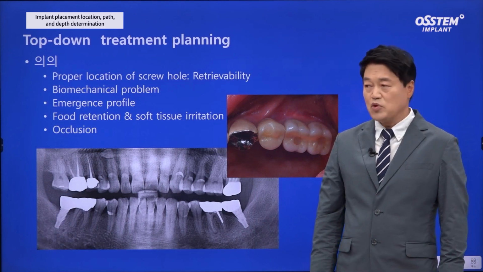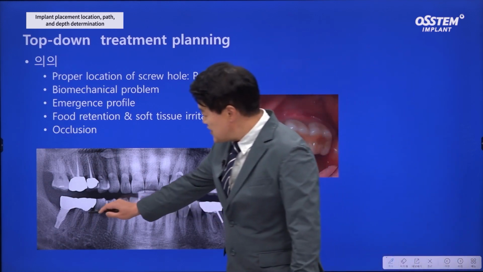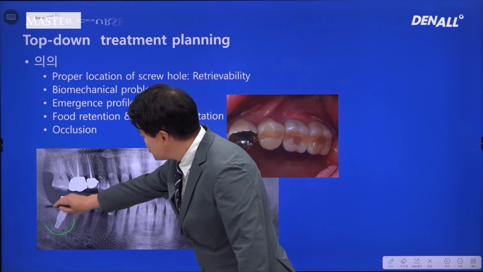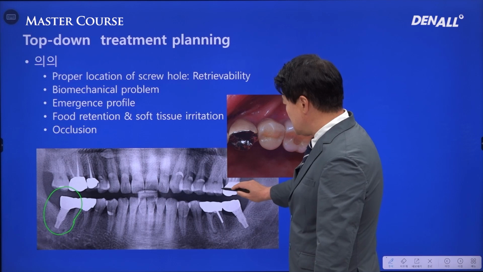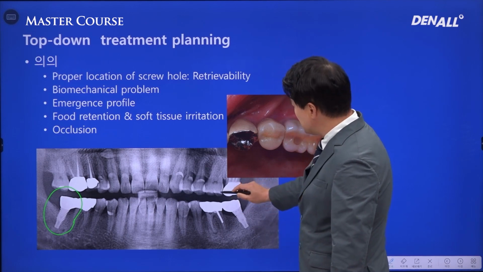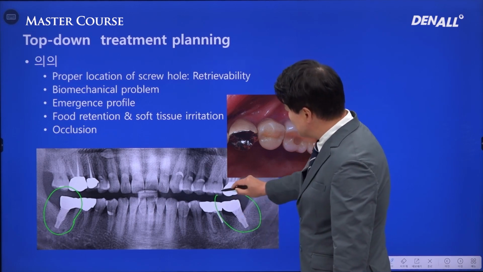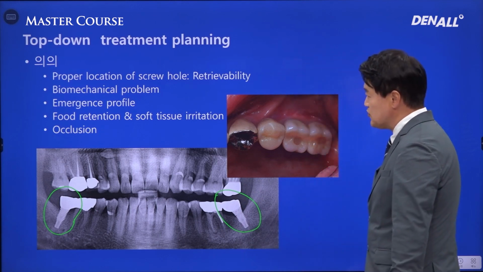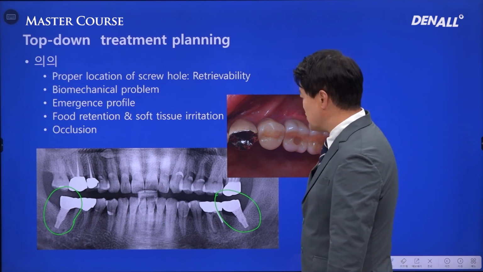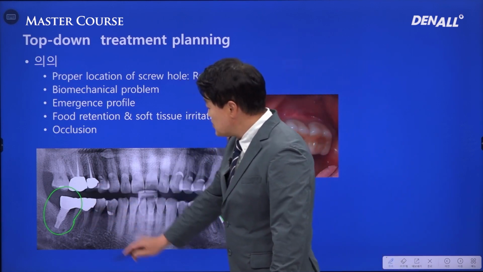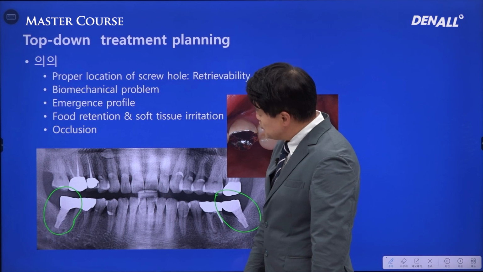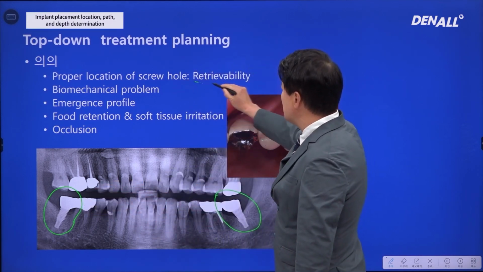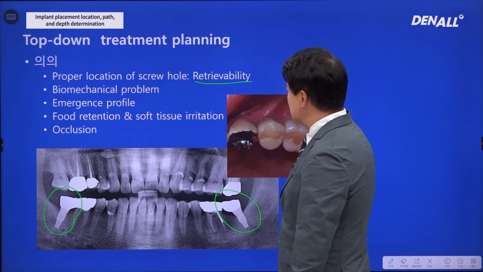If you look at here, number 47 implant is based on top-down treatment planning. This one is placed a little bit distally, so it is not properly following top-down treatment planning. If you compare these two, the implant was placed at the center of prosthesis. That facilitates the later retrievability of implant.